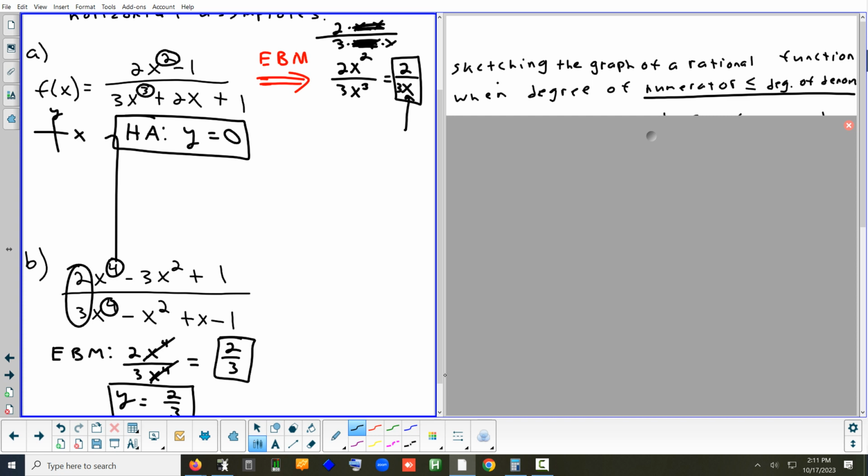4. So we looked at an example where the degrees were equal, and the top one, the degree of the top, was less than the degree of the bottom. That's the kind of examples we're going to look at right now. One of these two.